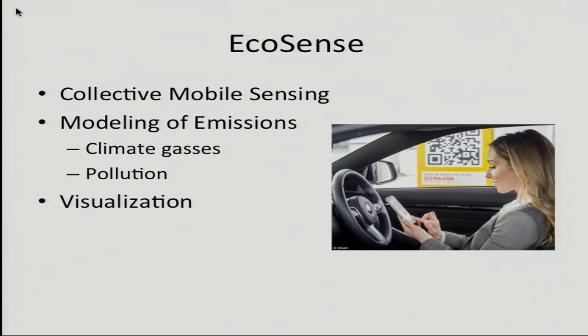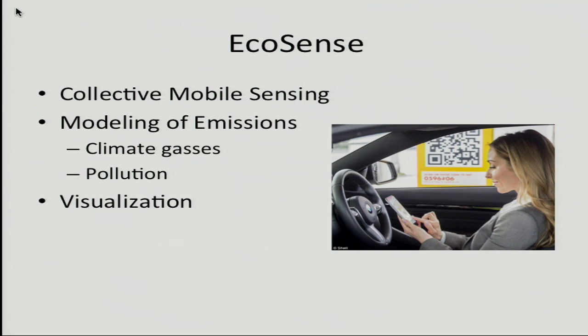I'm doing the PhD in the context of a funded project called EcoSense, which is about collective mobile sensing and modeling of emissions from mainly traffic. There are two kinds of emissions we are interested in. One is the climate gases, the CO2 and the methane and stuff like that, and the other kind is the more acutely toxic pollution coming from car traffic. There's also a visualization part of that project which I'm not a part of.